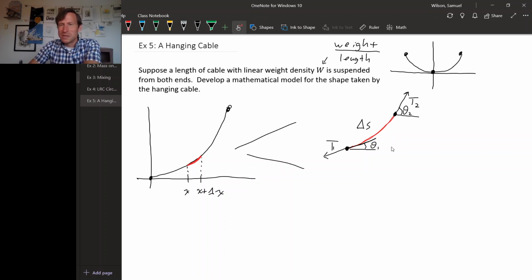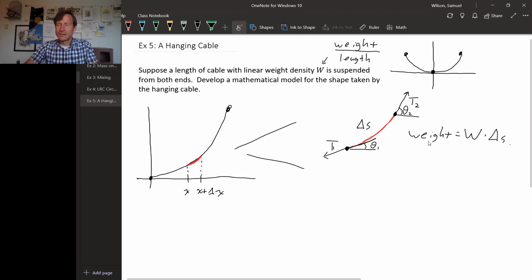And then of course the final force being exerted on this bit of cable is the weight, and the weight of this cable is the linear weight density times the amount of cable, and the amount of cable is delta S. So those are all the forces on this cable. Now, because this cable, once it comes to rest, it's not moving, we can write equations that say that these forces are balanced in the vertical direction and they're balanced in the horizontal direction. So let's write those two equations.